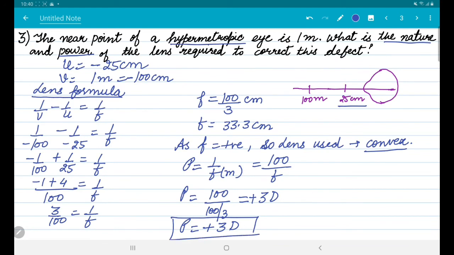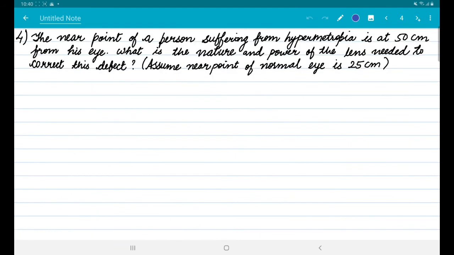In the same way, we will be doing another numerical based on hypermetropia. The near point of a person suffering from hypermetropia is at 50 centimeter. That means the image of the hypermetropic eye is formed at 50 centimeter, and the near point of a normal eye is 25 centimeter. That means you should be at 25 centimeter. You have to find out the nature and power of the lens needed to correct this defect.